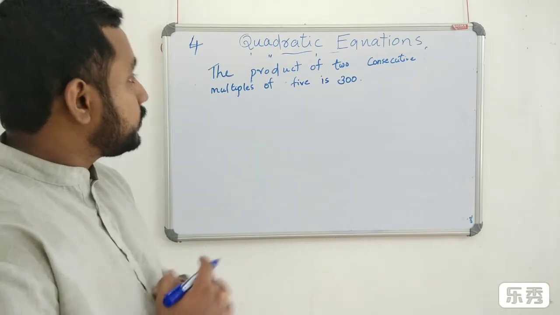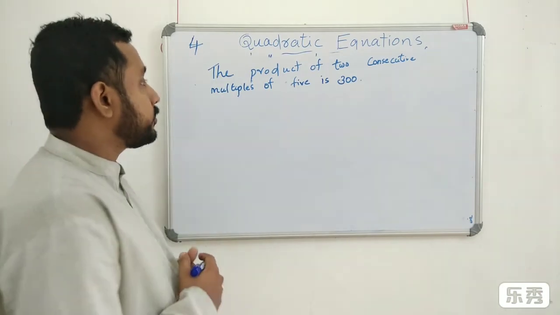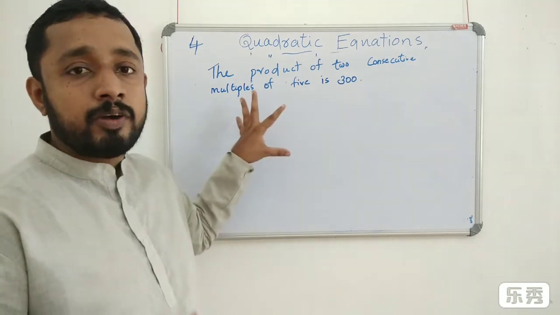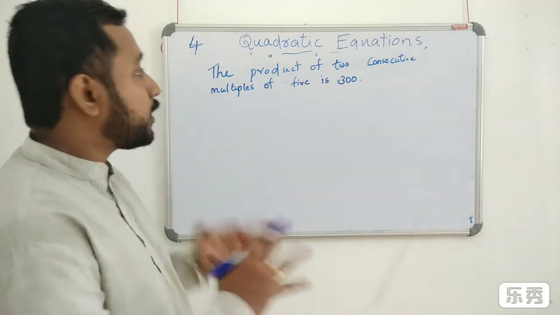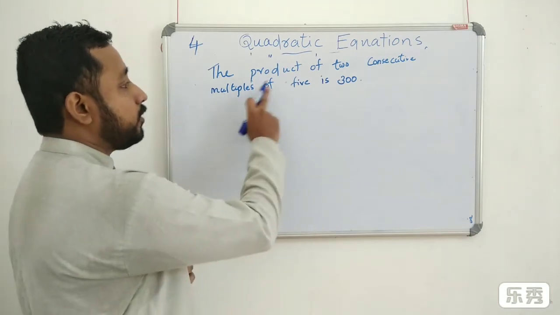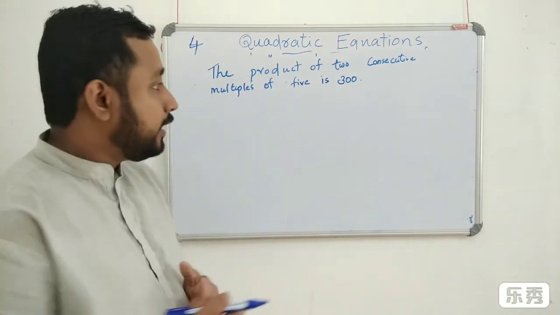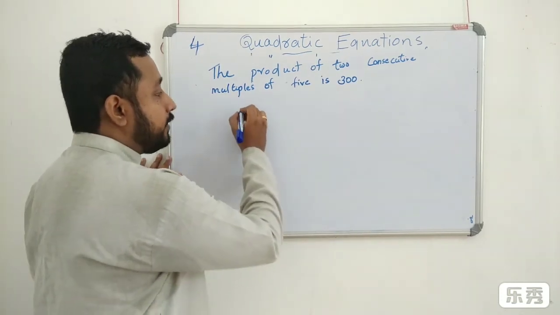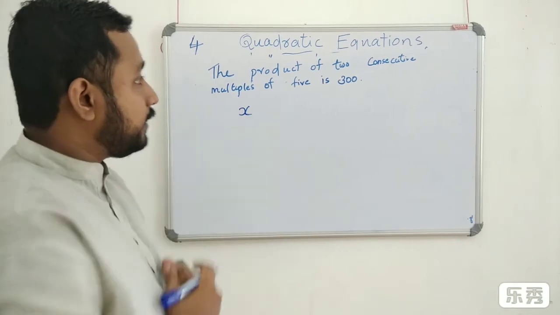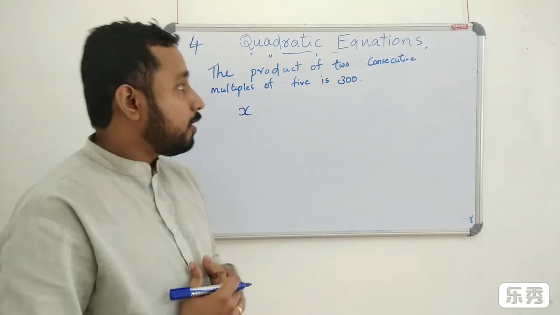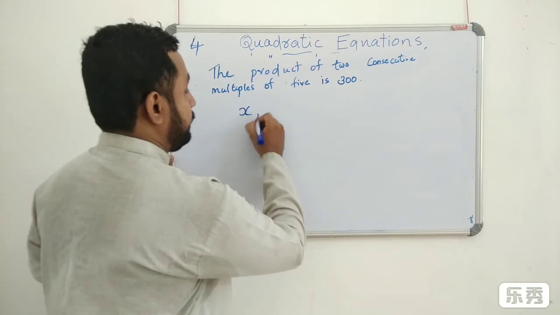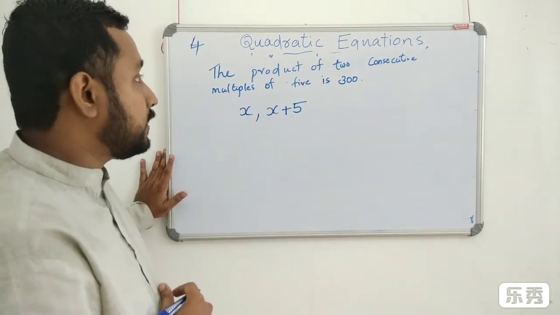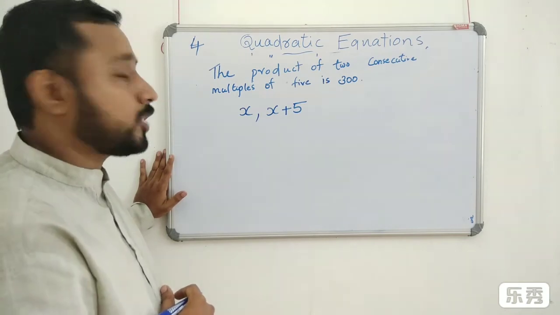Let us consider another situation. The product of two consecutive multiples of 5 is 300. We have to write the quadratic equation of this situation. Let us take the first multiple of 5 as x. Then the next multiple of 5 is x plus 5.